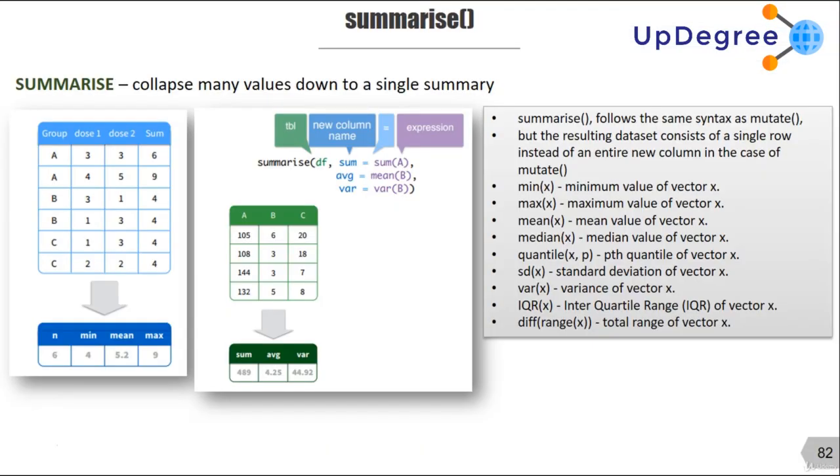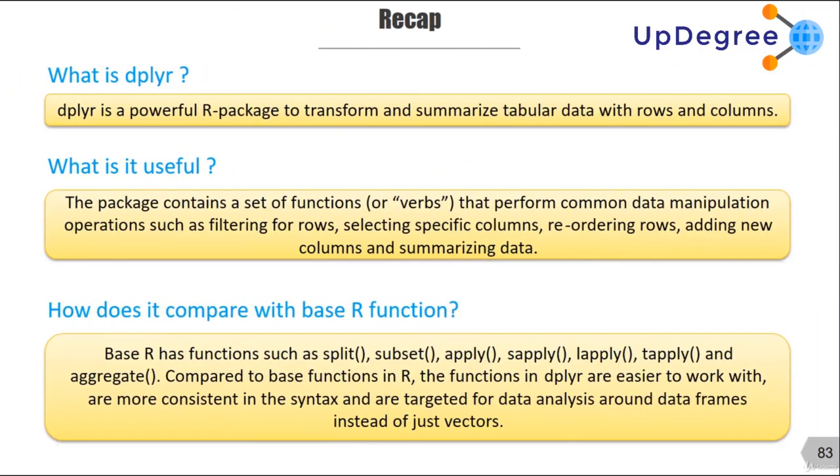So we can do a lot of other examples, but what we would do is quickly recap whatever we learned till now, and then we'll try to create a couple of examples where each of these functions is being used. So first of all, what we discussed: what is dplyr? dplyr is a powerful R package to transform and summarize tabular data with rows and columns.